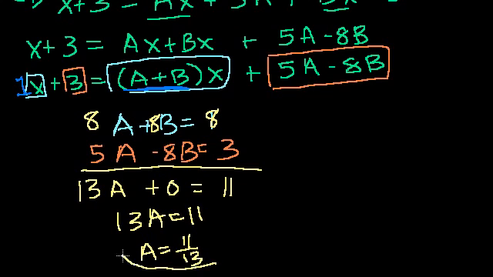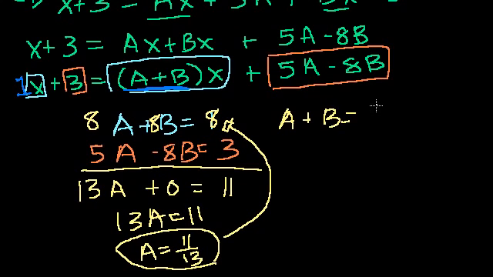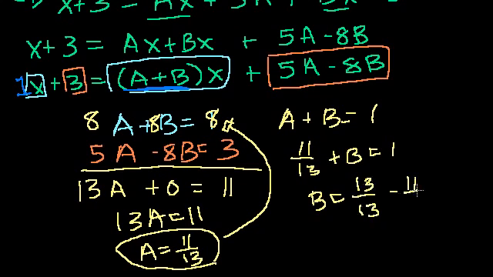And then you could use this information and substitute it back into this. And that original equation, I mean, you could substitute it back into 8a plus 8b is equal to 8, or you could substitute it back into a plus b is equal to 1. And you get 11 over 13 plus b is equal to 1, or b is equal to, well, another way to write 1 is 13 over 13 minus 11 over 13, and that's 2 over 13.